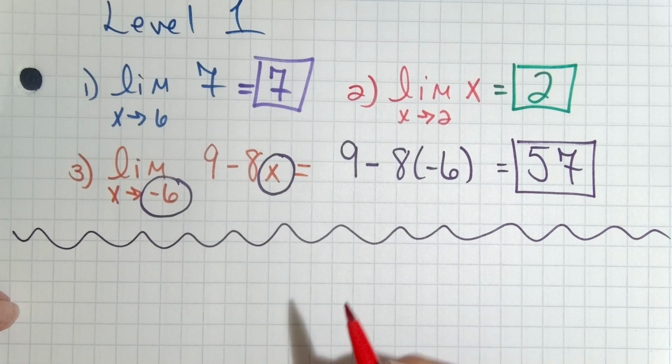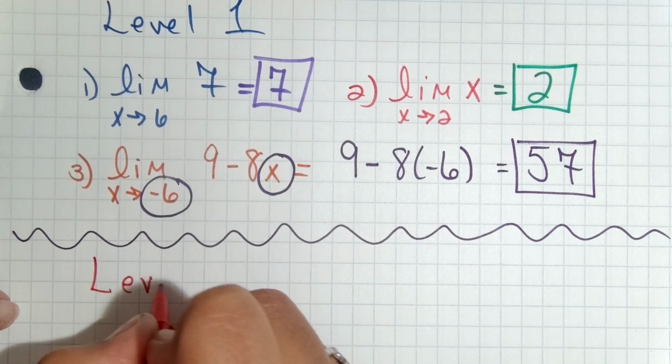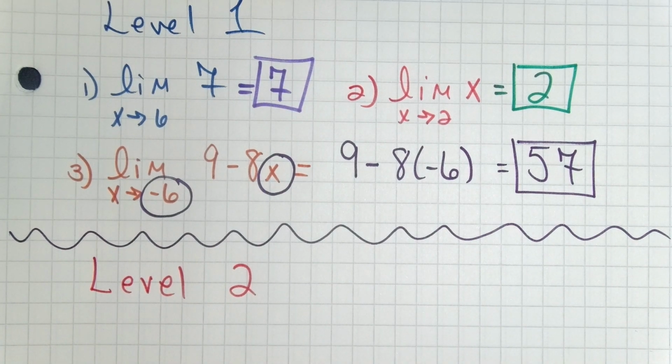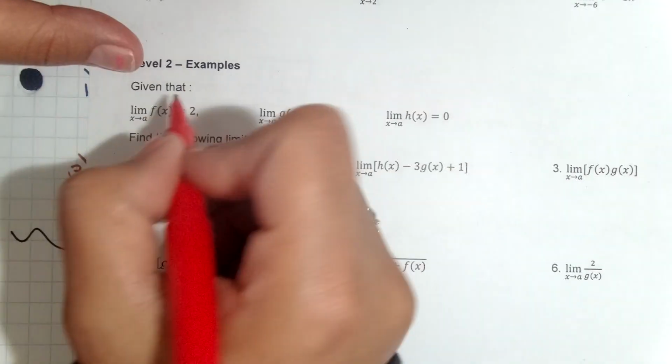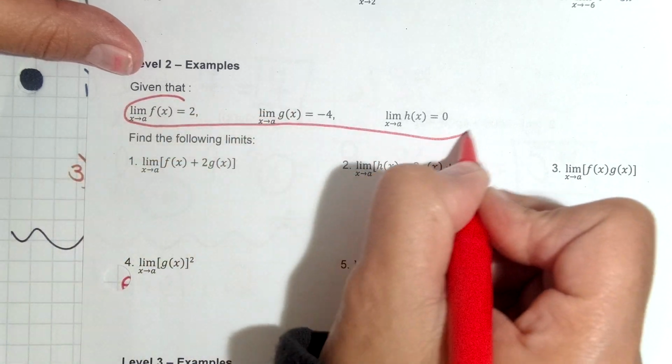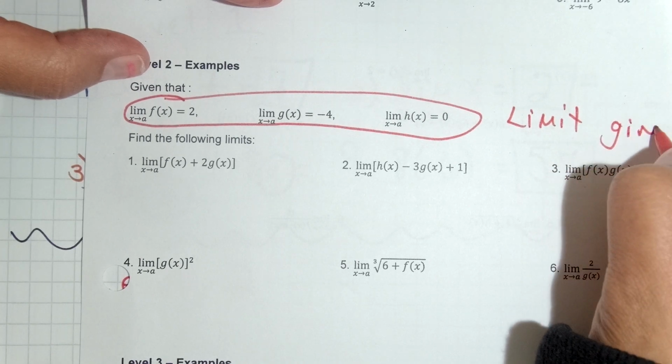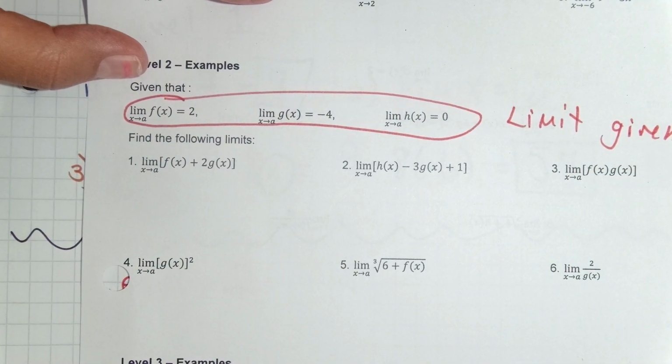All right, level 2. Now, I want to show you the difference between level 2 and level 3. Okay. Can I show you the difference between level 2 and level 3? Level 2 is going to give you the limit. The limit is given. Okay? The limit is given.